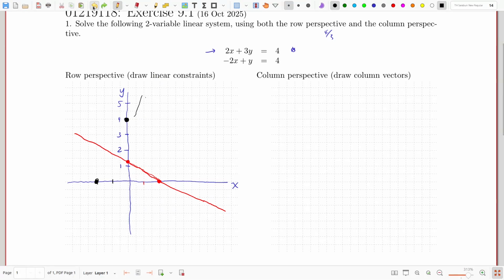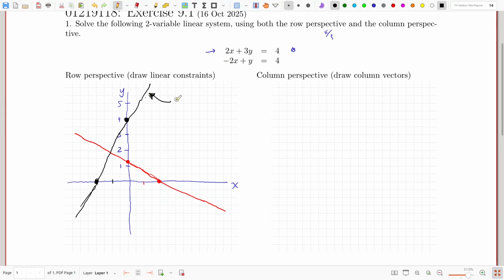it's really hard. Let me make an effort, like this, and this black line is this set.